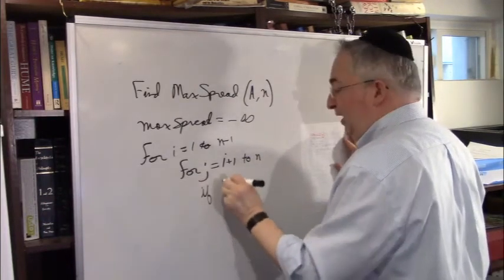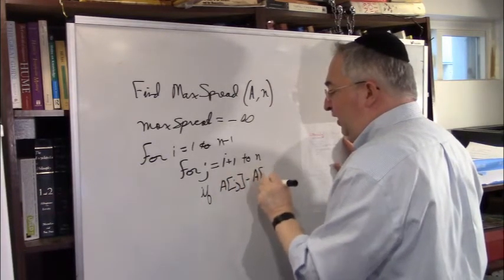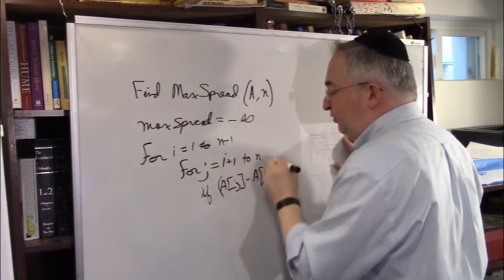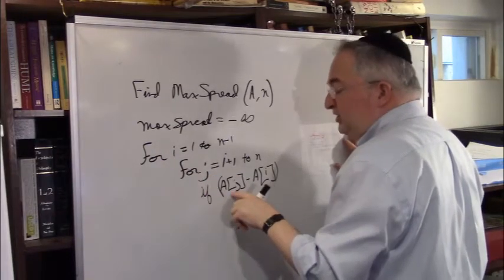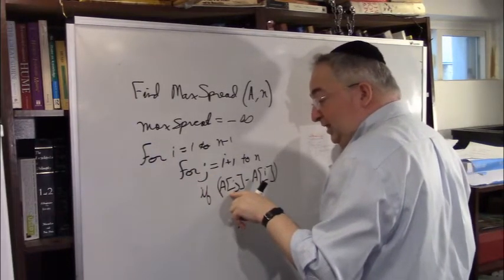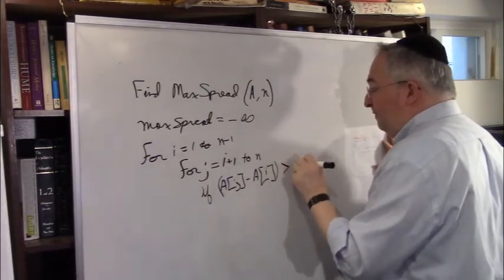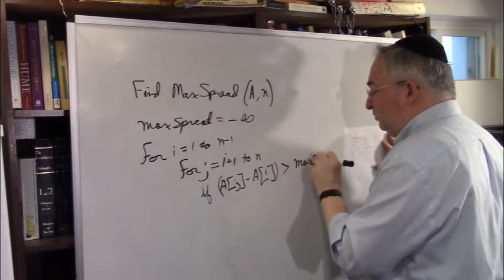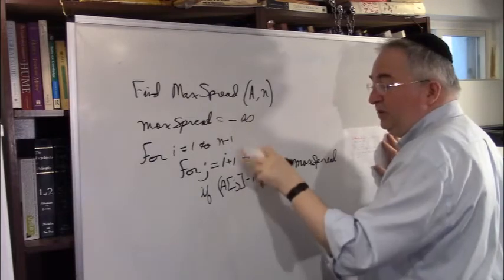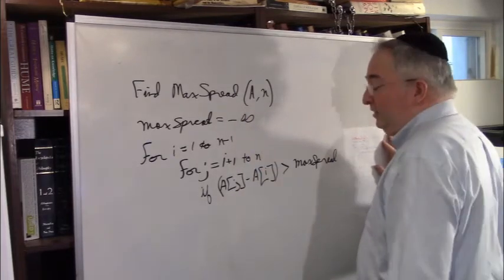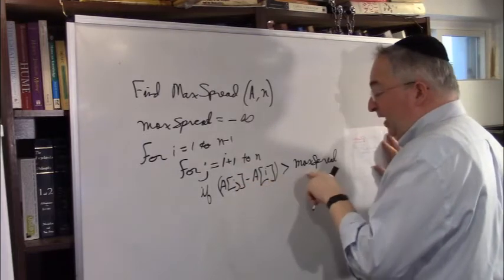If a of j minus a of i. Okay, let's just go through what that is. i is when you buy it, j is when you sell it. This is the price when you sell it minus you buying it. Is it greater than max spread? That started off as negative infinity, which means the first time you do it, you're definitely going to pick that up.